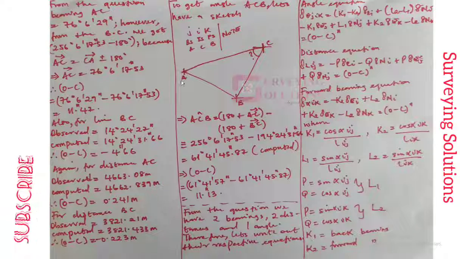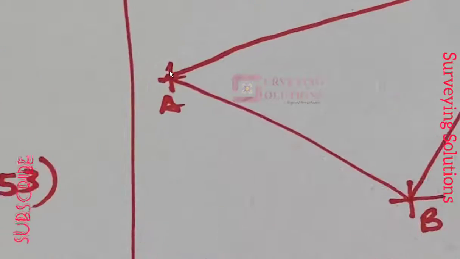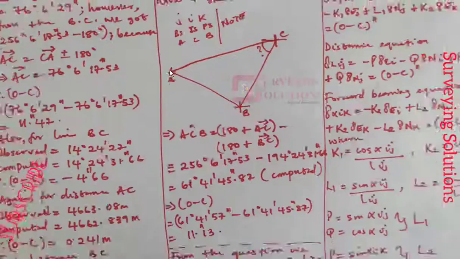So we have A to C to be somewhere around there. You can see the quadrant, right? It's actually still in the first quadrant, right? Good. That's bearing A to C.